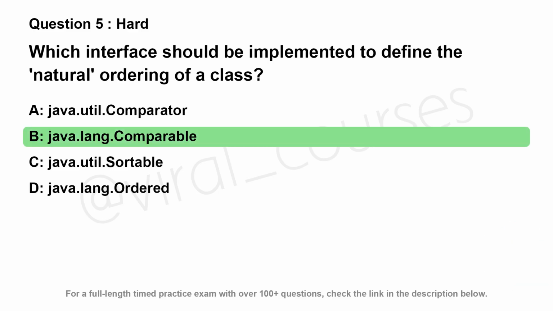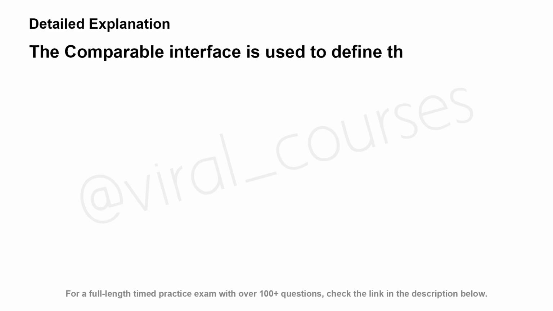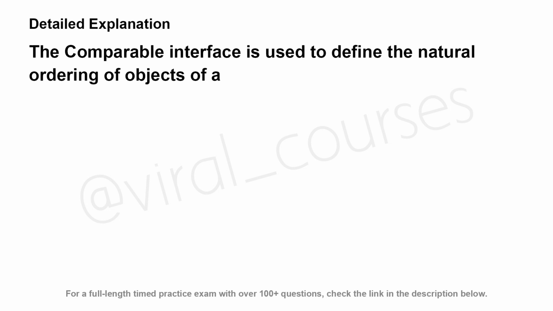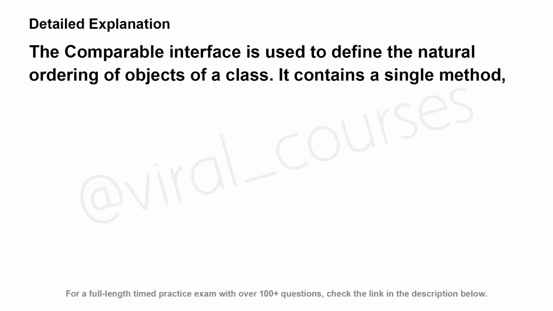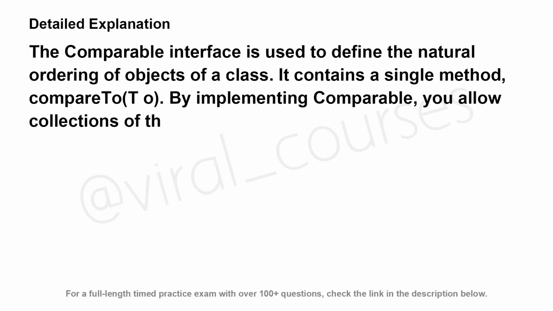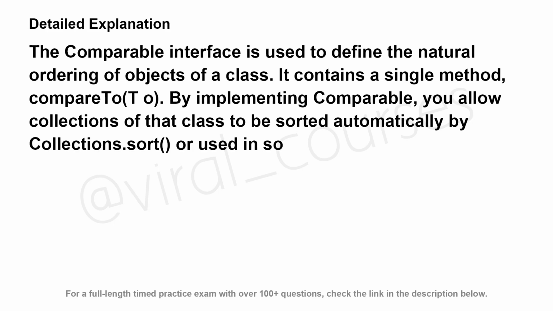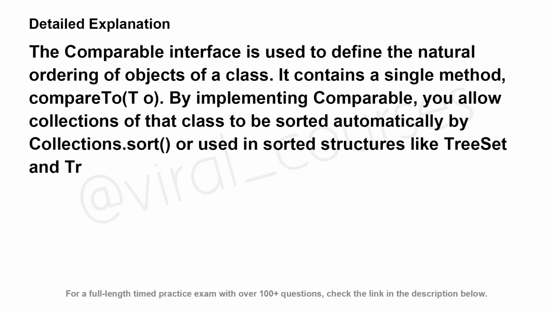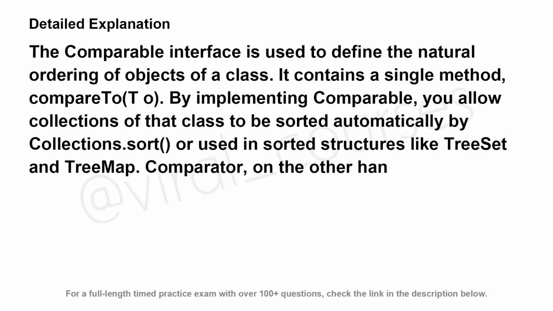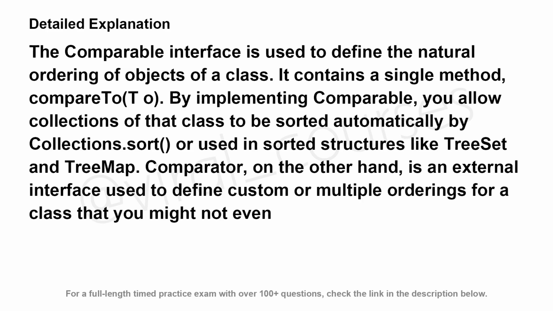The correct answer is B. The Comparable interface is used to define the natural ordering of objects of a class. It contains a single method, compareTo. By implementing Comparable, you allow collections of that class to be sorted automatically by Collections.sort and used in sorted structures like TreeSet and TreeMap. Comparator, on the other hand, is an external interface used to define custom or multiple orderings for a class that you might not even have the source code for.